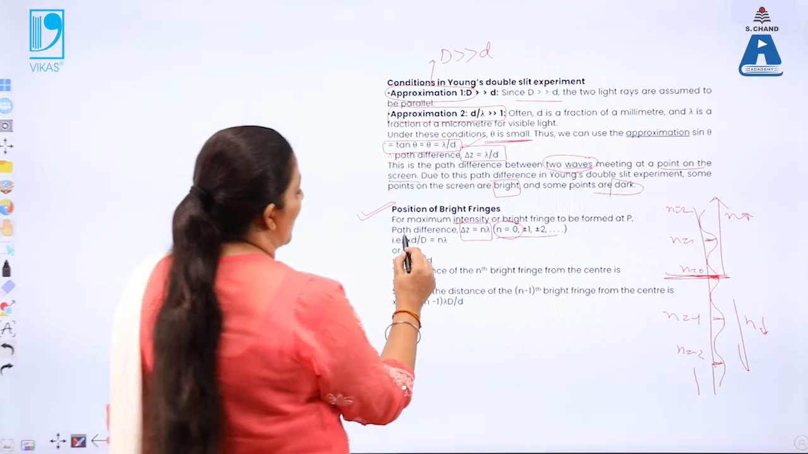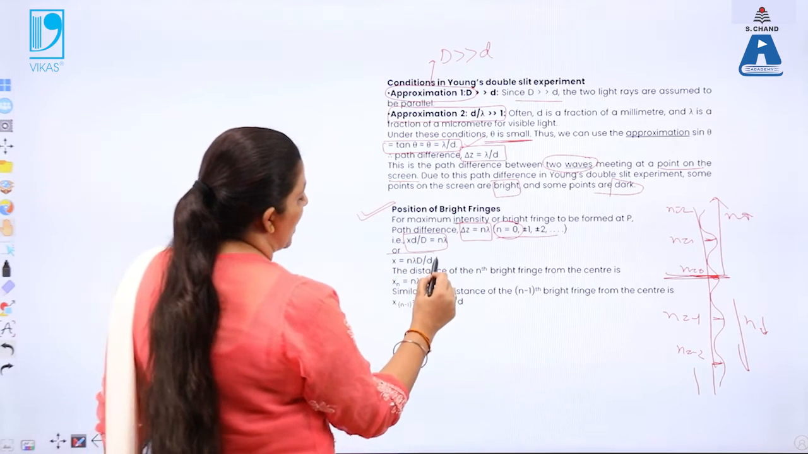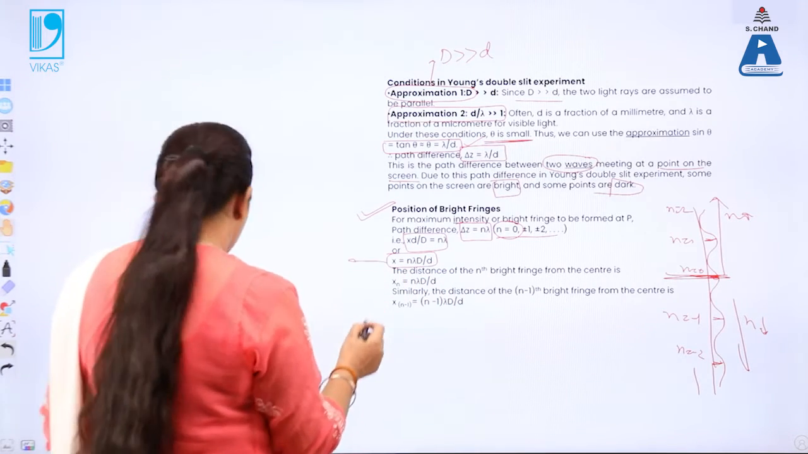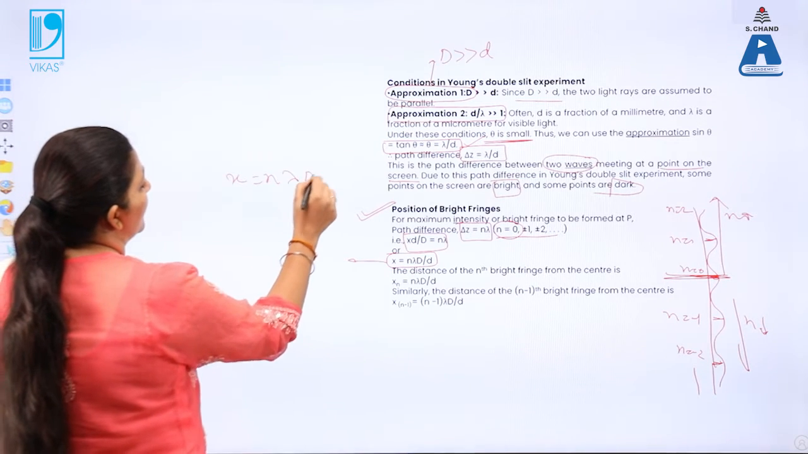So now the path difference, x d by D, is equal to n lambda. Therefore x equals n lambda D by d.